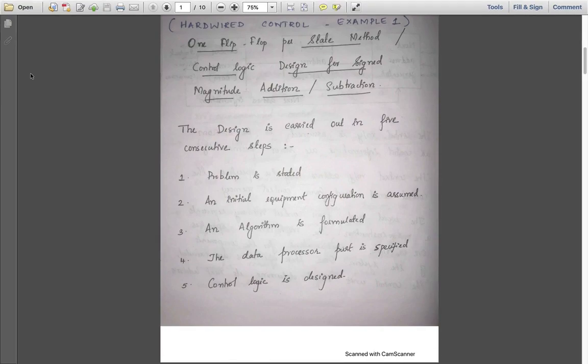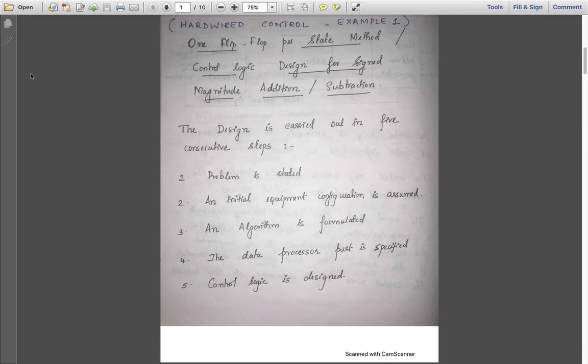We are going to discuss in detail how control logic design can be done. In the previous video, I explained the 4 different methods by which you can design a control logic. The first method was the one flip-flop per state method, also called the hardwired control method. We are going to see with an example how this one flip-flop per state method can be used in designing a control logic circuit.